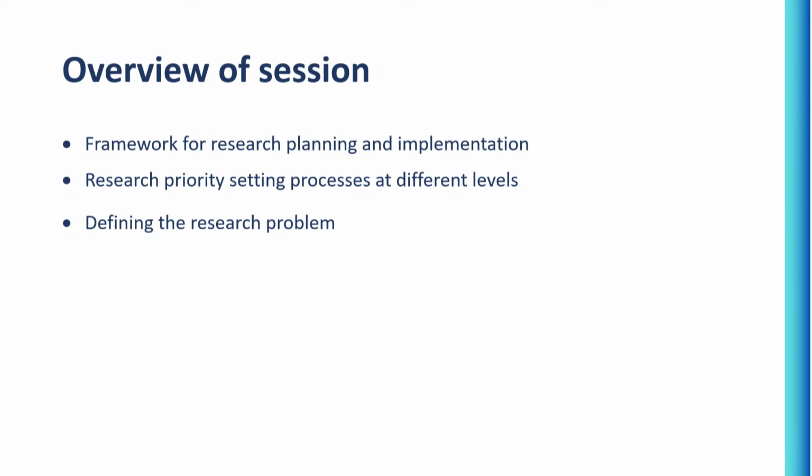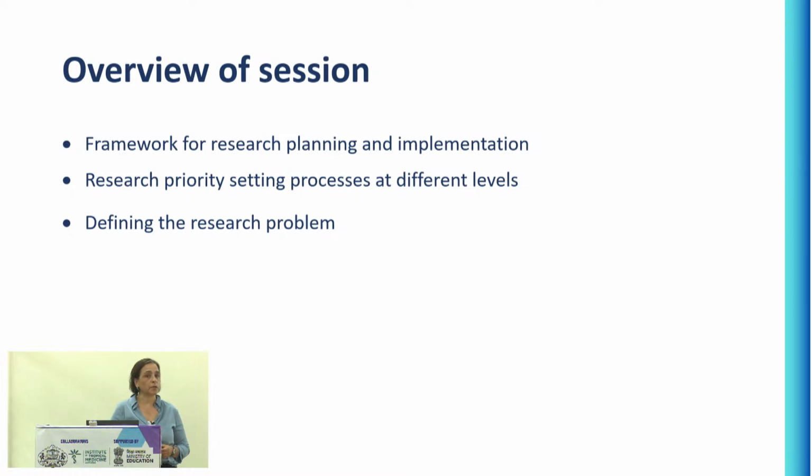So the first thing I'll be doing is telling you a bit about the framework that we'll be using in this course for planning a research study and implementing it. The second bit will be to look at different ways that we can use to set priorities for health policy and systems research at different levels. And the third will be to give you some support in terms of understanding how to define your research problem.